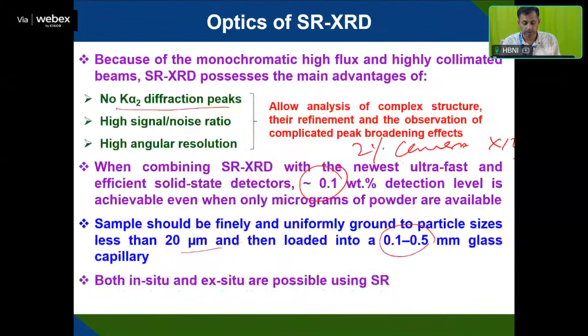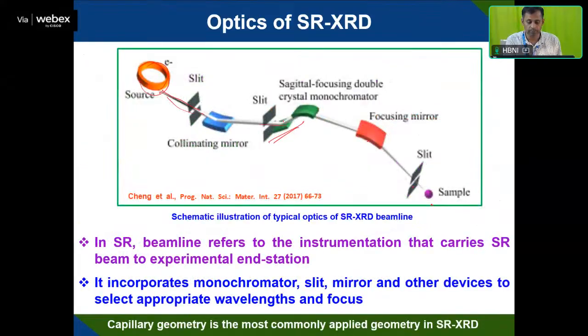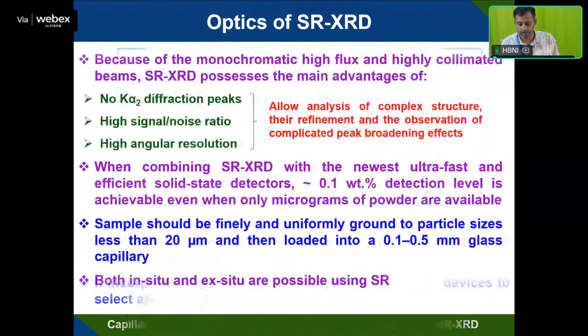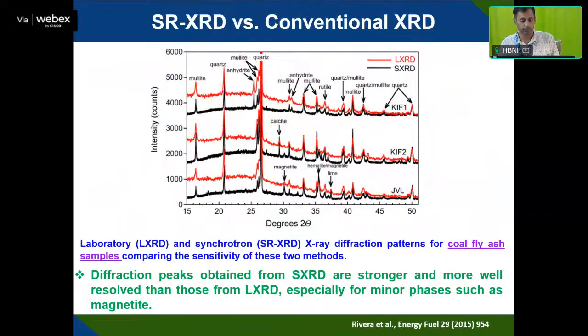So you can see here the sample in a glass capillary, the X-ray will be generated here, and then you will be able to get a proper XRD pattern. You can see this is an XRD pattern of a coal fly ash. Here is the conventional laboratory XRD, and this is the single synchrotron XRD, the black one.